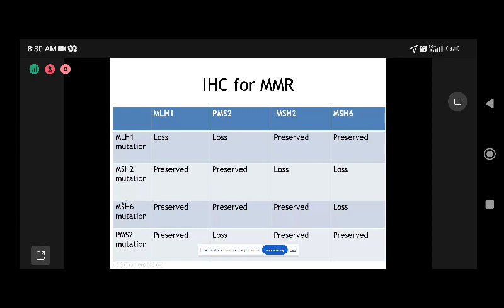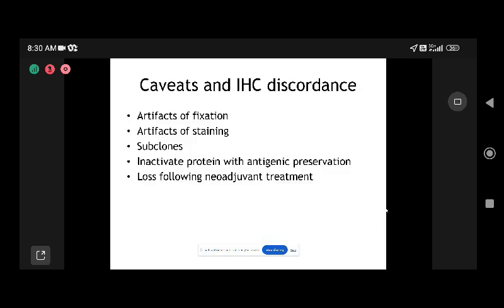Whereas if MSH6 is mutated, you will find that there will be loss only in MSH6. MSH2, which is its dominant partner, is not dependent on MSH6, so it will still be retained. Based on the pattern on immunohistochemistry of these four proteins, we can find out what the likely underlying mutation is. So immunohistochemistry serves as a screening test, to be followed by further confirmation with genetic tests.